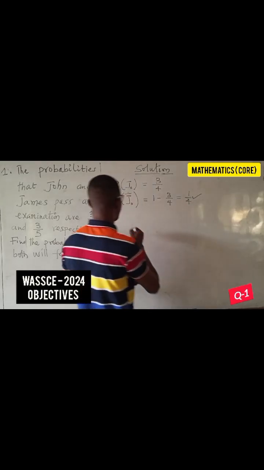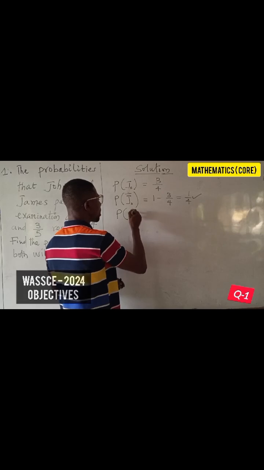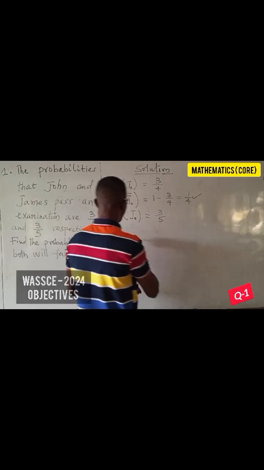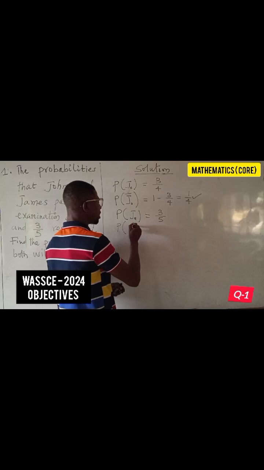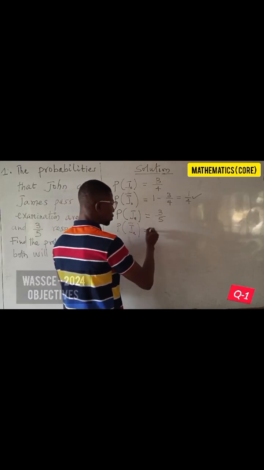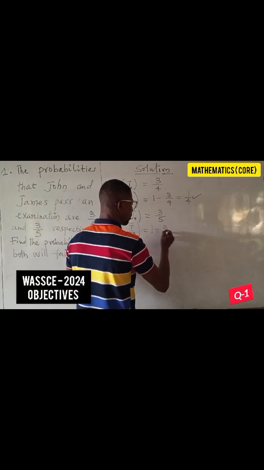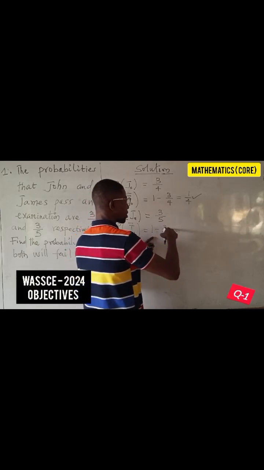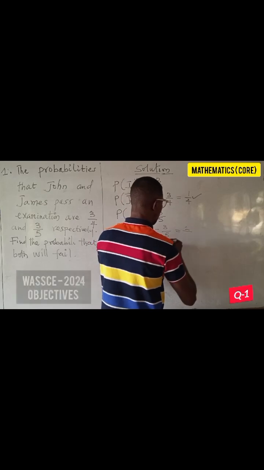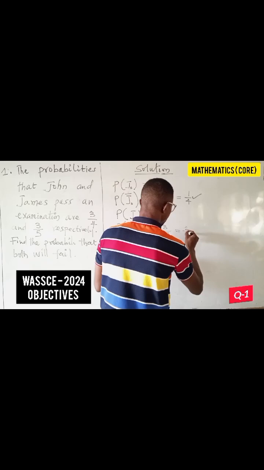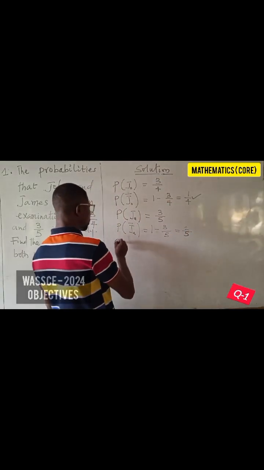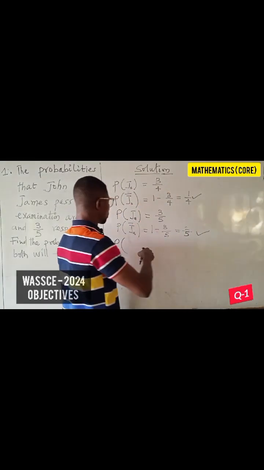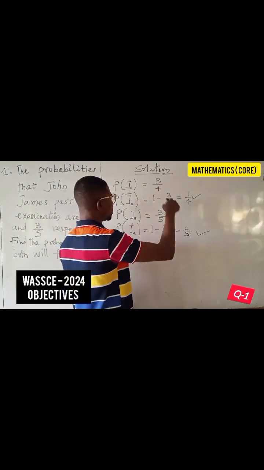So that is why we subtract 3/4 from 1, showing the probability that John has failed the exams. The probability that James has passed the exams has also been given as 3 divided by 5. Then the probability that the same James has failed the exams is J' bar, which is 1 minus 3 divided by 5. And by subtraction, 5 times 1 is 5, minus 3 is 2/5.